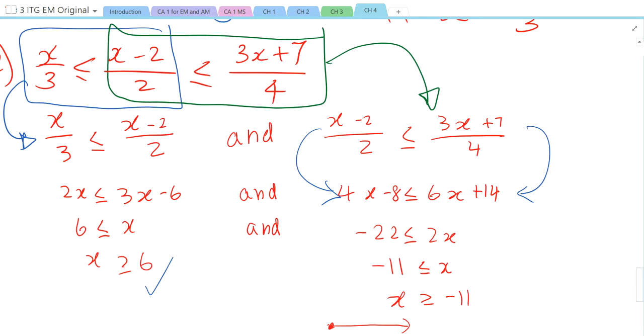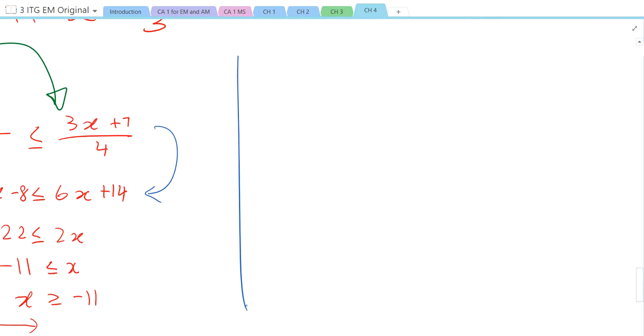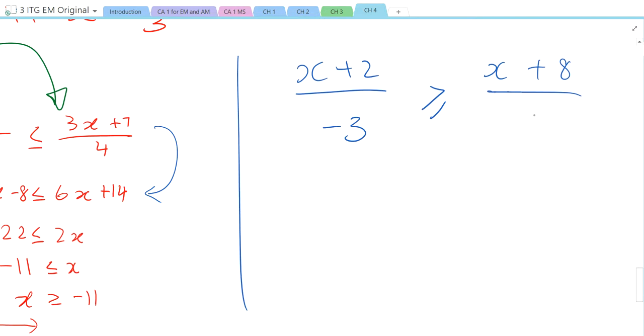What if my question looks like this? X plus 2 over negative 3, greater than or equal to x plus 8 over 5. What happens like this? Can cross multiply or not? Cannot. Why cannot? What do you mean must be equal sign? So here, can cross multiply or not? What will we be doing if we are cross multiplying?